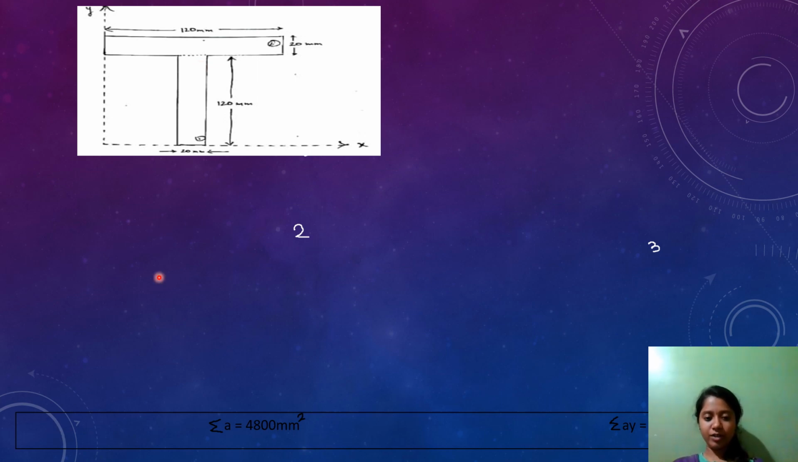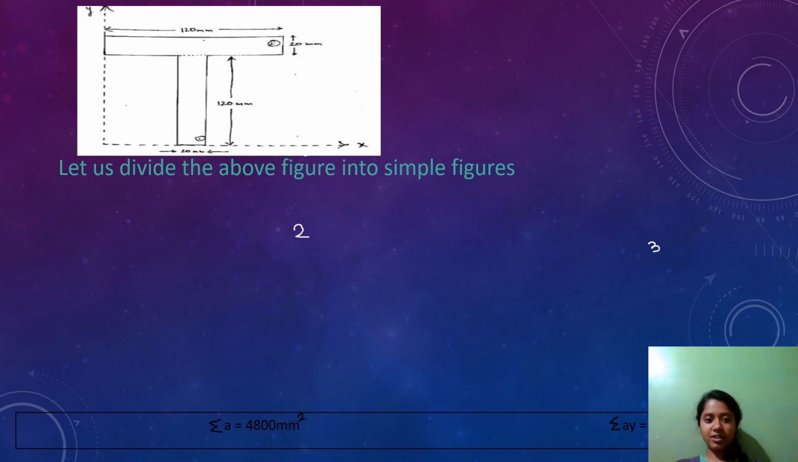Then now we have to find the distance of centroid from x-axis. For that we have to divide the figure in such a way so we get simpler figures. So here I'm dividing it along horizontal, so I'll get two rectangles. I'll consider this as the first rectangle and the above one as the second rectangle. You can consider as you wish.